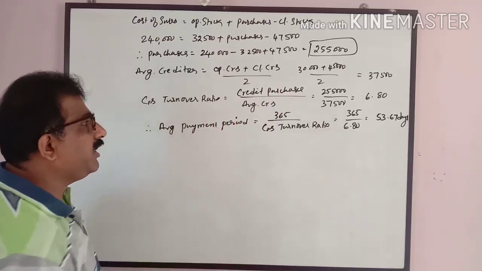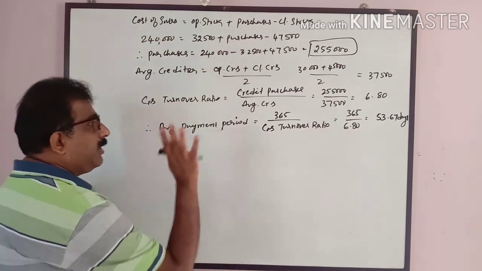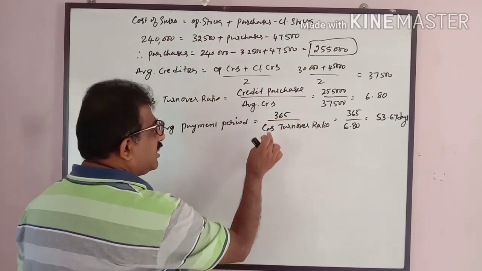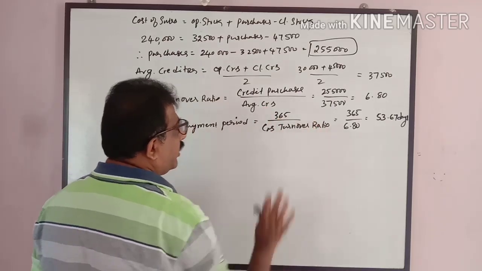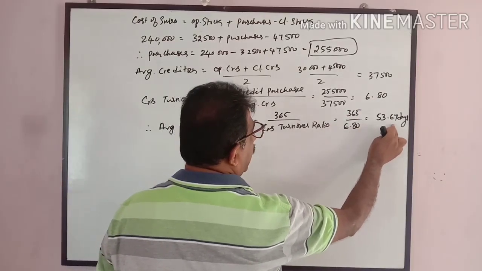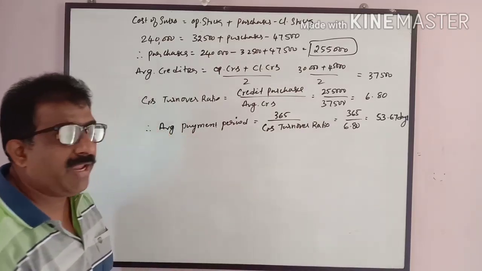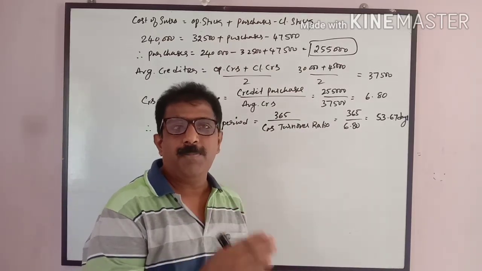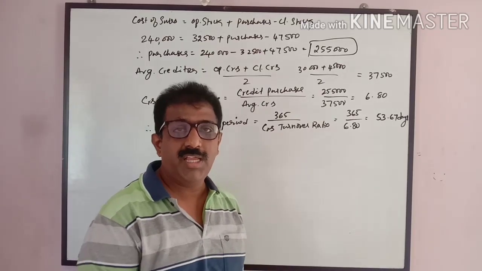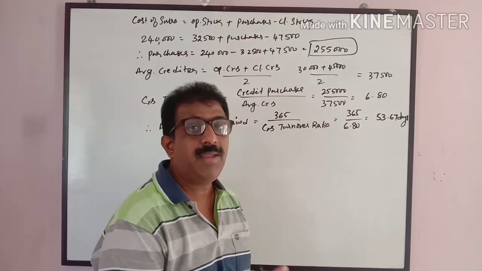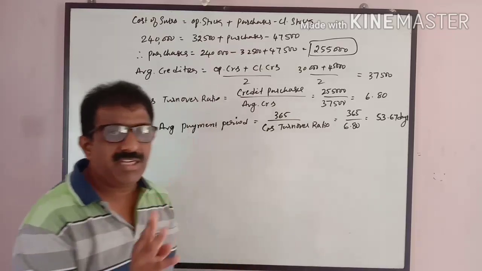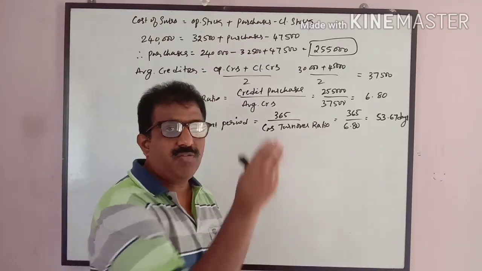After calculating the creditors turnover ratio, the average payment period can be calculated. Average payment period is equal to 365 divided by creditors turnover ratio. 365 divided by 6.80 comes to 53.67 days to pay the creditors. On average, the payment period is 53.67 days, or rather 54 days, within which we have to make the payment to creditors. These are the three things they are asking us to find out, which I calculated.